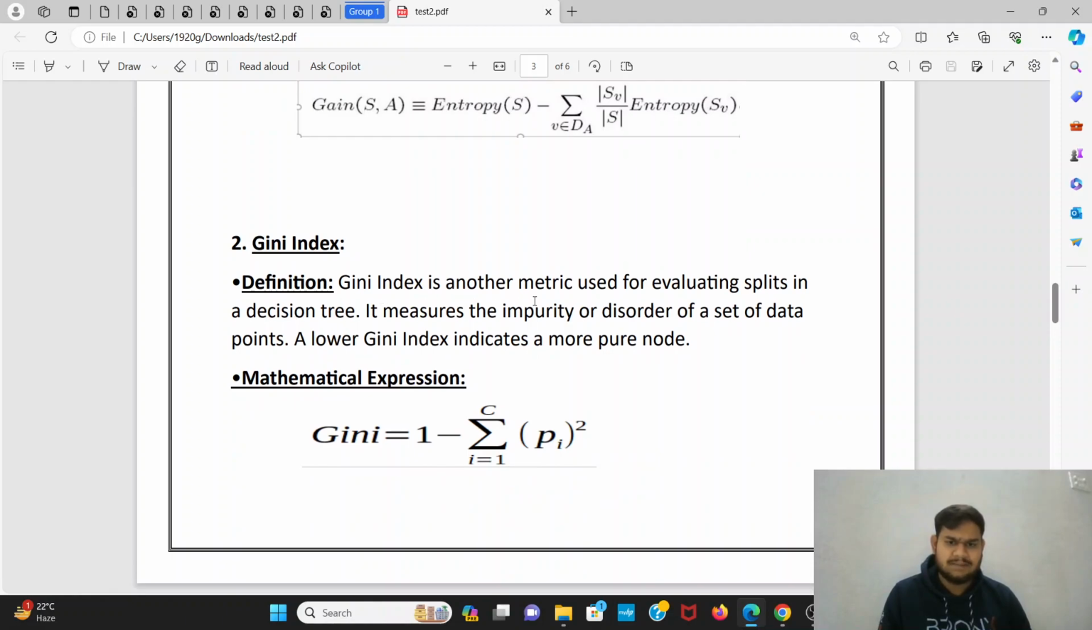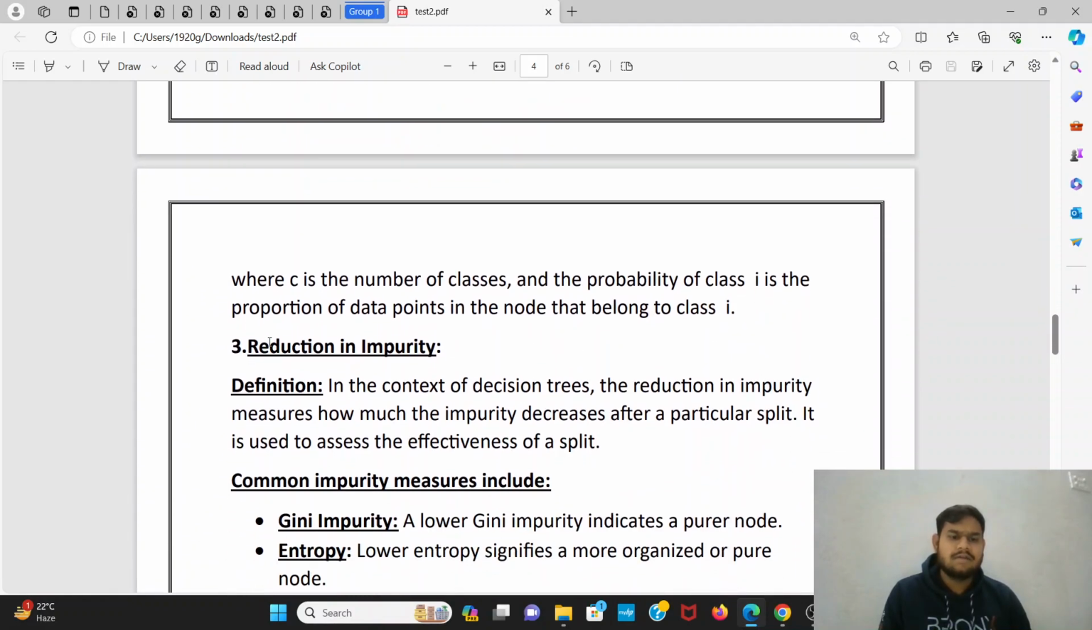Second, Gini index. Definition. Gini index is another metric used for evaluating splits in a decision tree. It measures the impurity or disorder of a set of data points. A lower Gini index indicates a more pure node. Mathematical expression. Gini equals 1 minus sigma i equals 1 to C of p of i whole squared, where C is the number of classes and p of i is the proportion of data points in the node that belongs to class i.